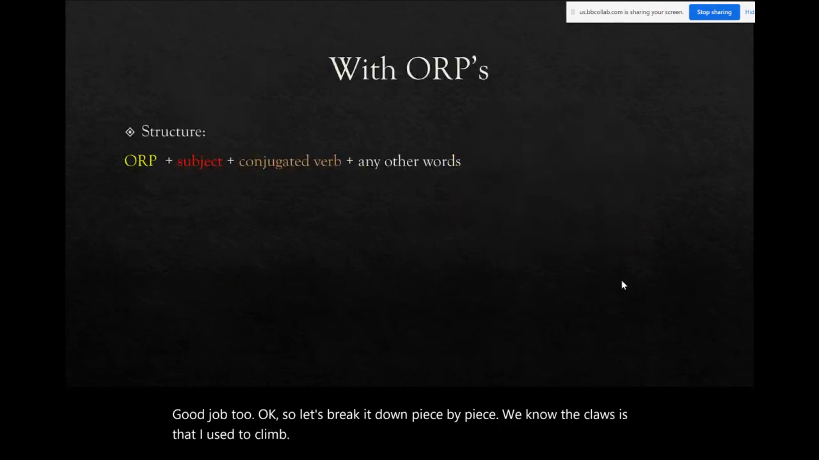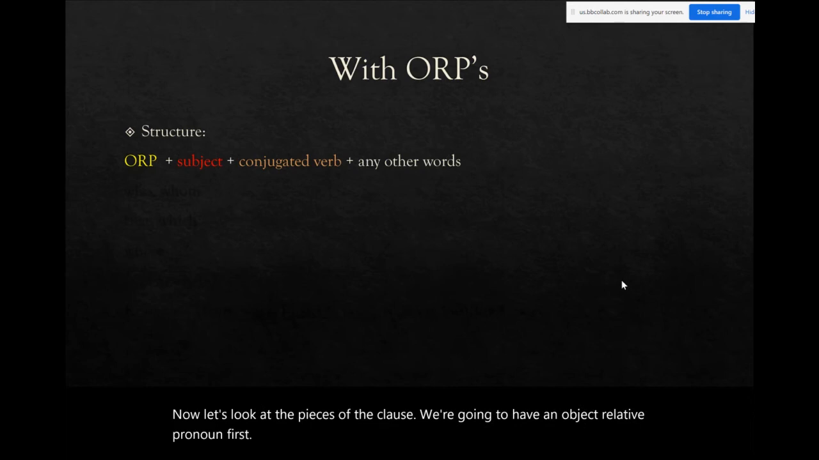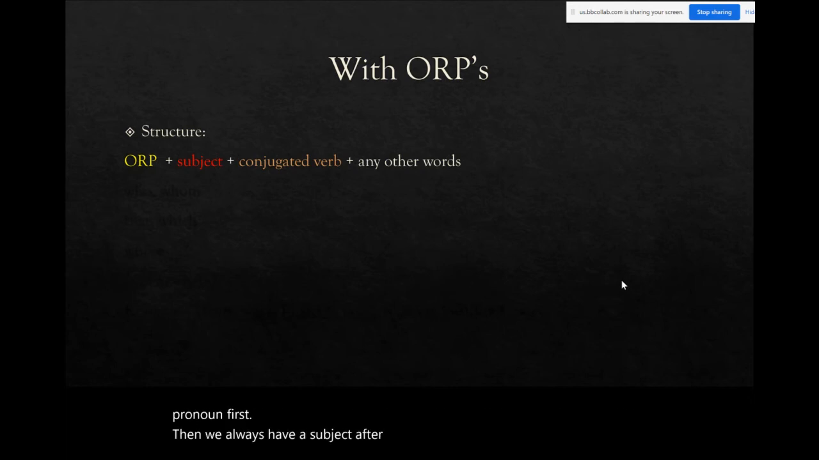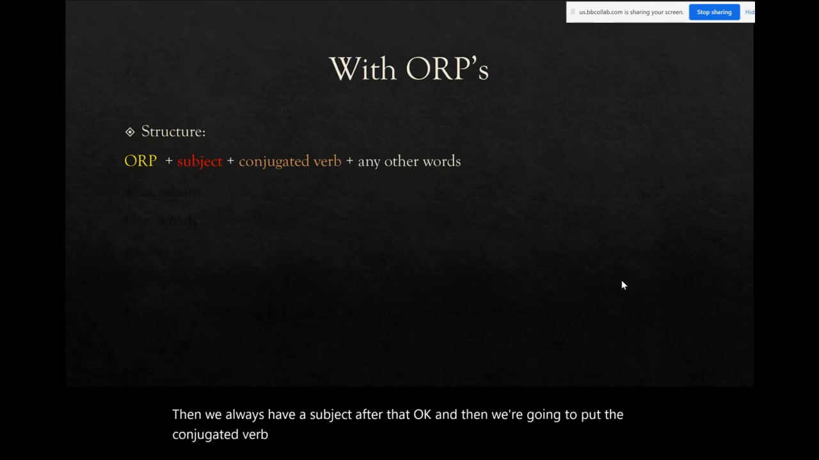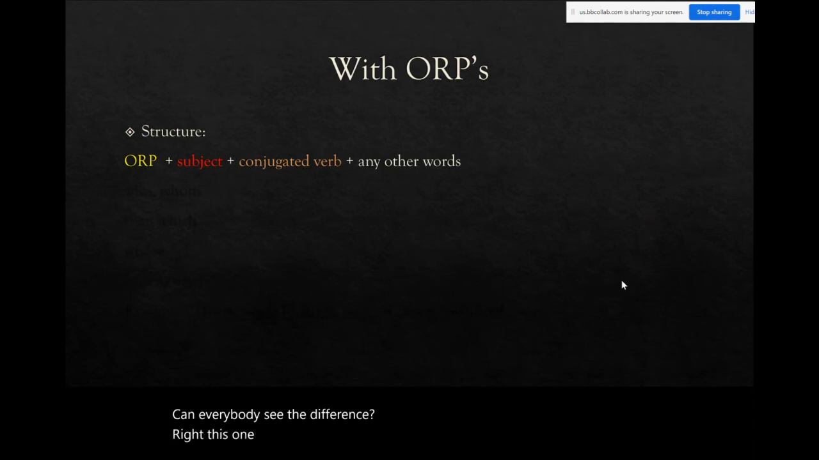Now, let's look at the pieces of the clause. We're going to have an object relative pronoun first. Then we always have a subject after that. And then we're going to put the conjugated verb and any other words. Do you notice how this one is different from the one we looked at on Tuesday? Can everybody see the difference? This one has a subject word, not a subject relative pronoun.